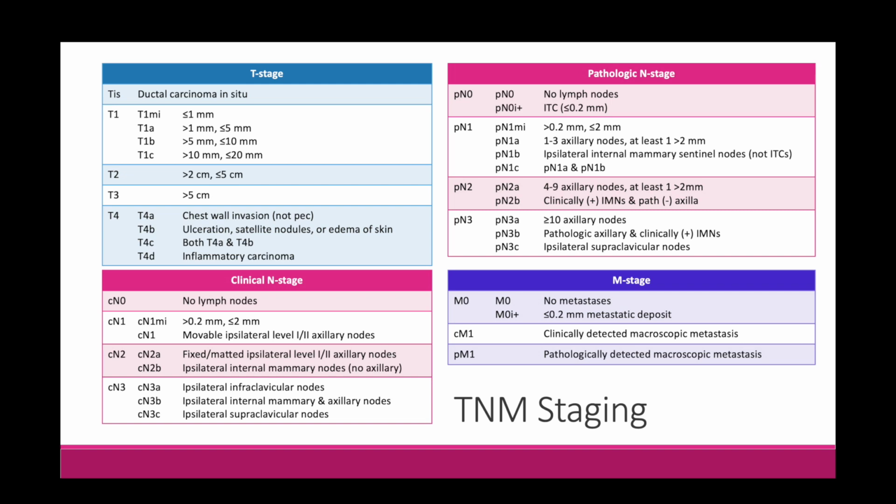But within those, they get broken down a little bit. So there's our subcategories for T1 breast cancer. T1MI is anything less than or equal to 1 millimeter. So it's T1 microscopic. T1A is anything greater than a millimeter, but less than or equal to 5 millimeters. T1B is greater than 5 millimeters, but less than or equal to 10 millimeters. And T1C is anything between 10 to 20 millimeters, or 1 to 2 centimeters.